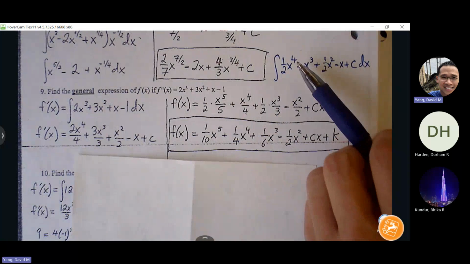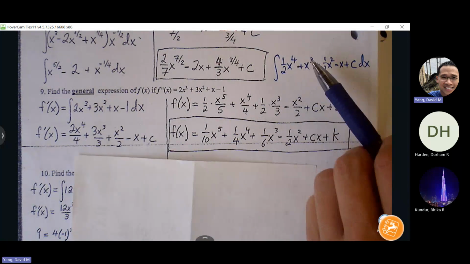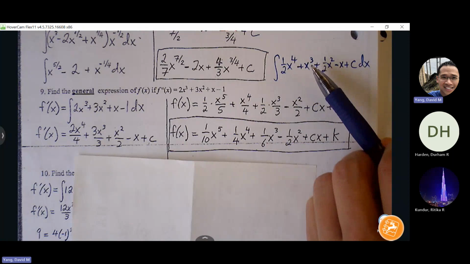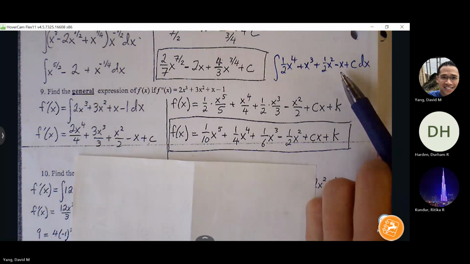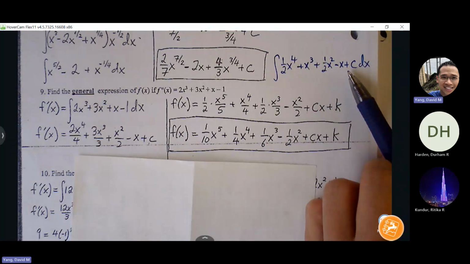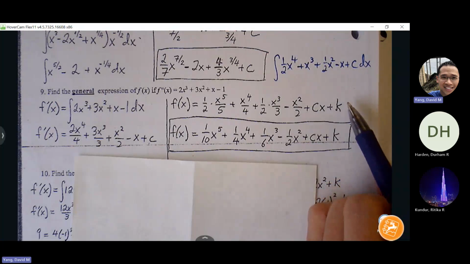So we go through power rule. x to the 4th becomes x to the 5th over 5. x cubed becomes x to the 4th over 4. x squared becomes x cubed over 3. x becomes x squared over 2. The c becomes cx, and then it will produce its own constant c sub 2 or k.